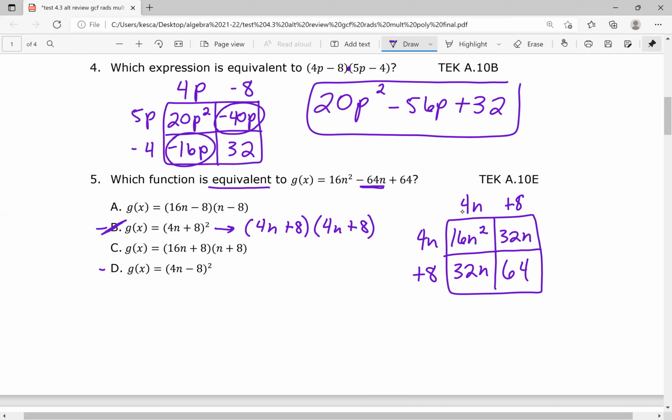Okay. So just for fun, let's see here. Let's try D. See if that will work for us. So we're going to do 4n minus 8 squared. Remember, you got to write it double. So 4n minus 8 times 4n minus 8. So let's try the box method with that.